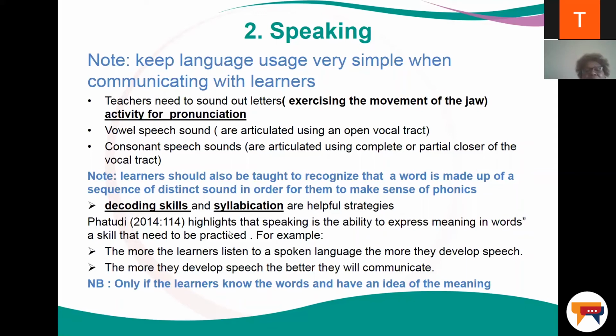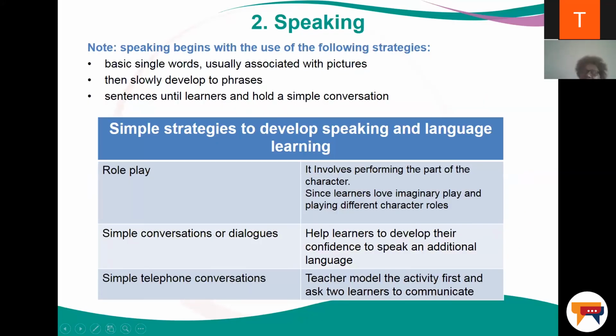There is one of the scholars, Paduri 2014, highlights that speaking is the ability to express meaning in words, close quote, a skill that needs to be practiced. For example, the more the learners listen to a spoken language, the more they develop speech. The more they develop speech, the better they will communicate. Remember, we said they must be able to communicate. Only if the learner knows the words and have an idea of the meaning, then they will be able to communicate. Now look at that.